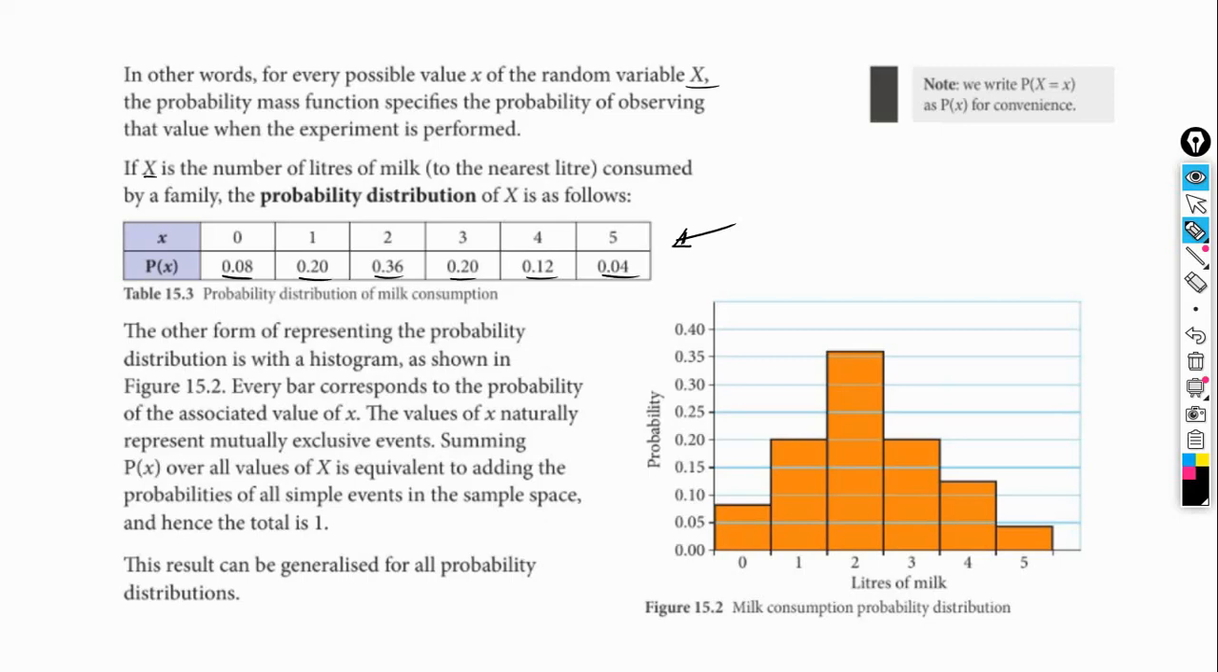The other form of representing the probability distribution is with a histogram, as shown in figure 15.2. Every bar corresponds to the probability associated with the value of X. Notice that 0 has 0.8 probability, as we can see here, and so forth. The values of X naturally represent mutually exclusive events. Summing P of X over all values of X is equivalent to adding the probabilities of all simple events in the sample space, and hence the total is 1.